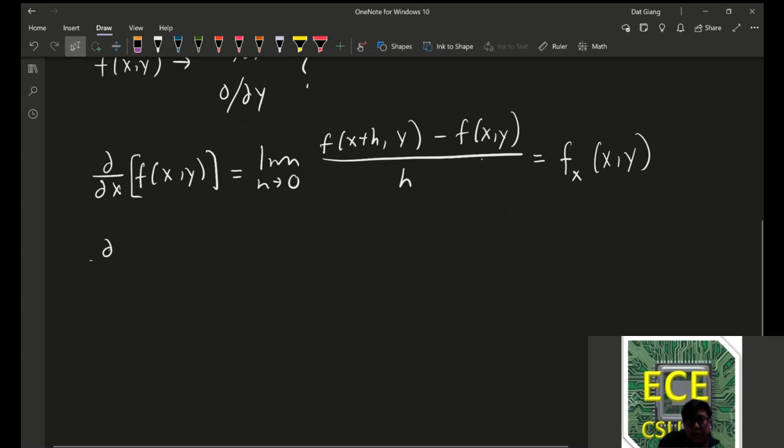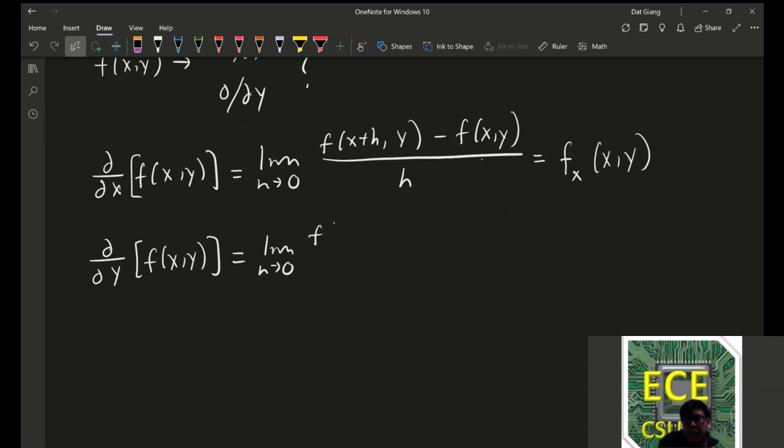Similarly, the partial derivative with respect to y acting on f of x, y is the limit as h goes to 0 of f of x, y plus h minus f of x, y, all divided by h. And similar to the case above, we can denote it as f sub y of x, y, the partial derivative of f of x, y with respect to y.